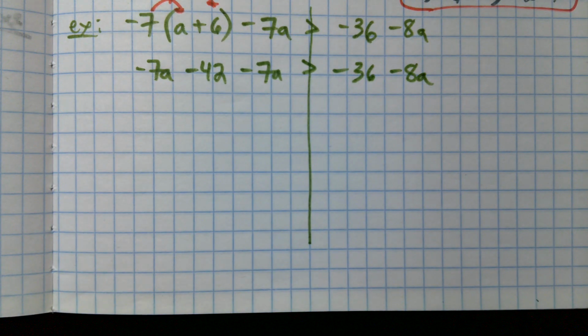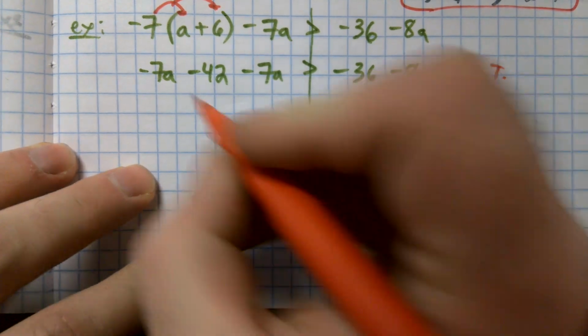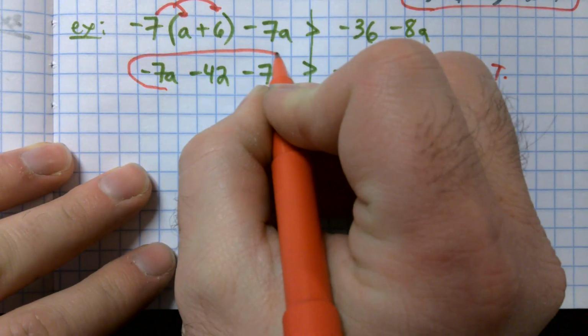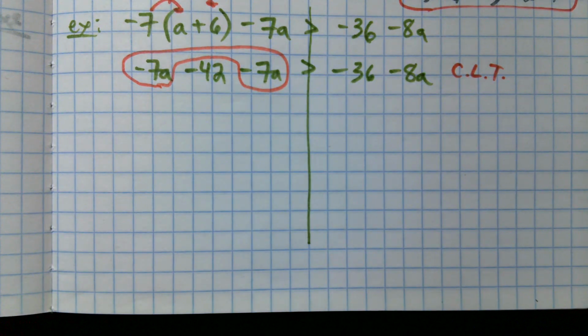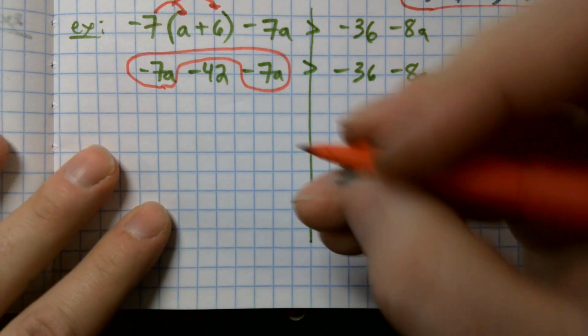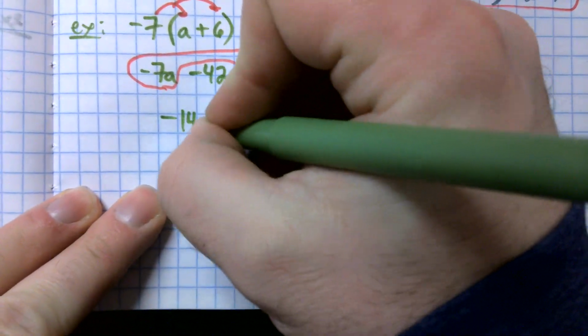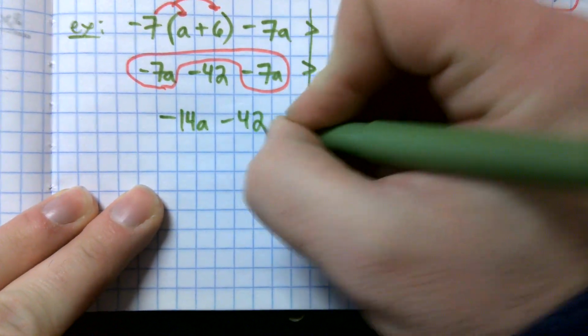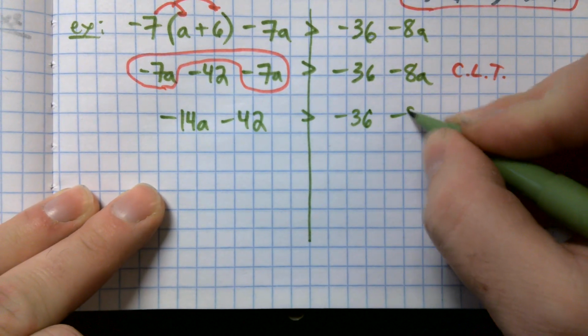All right. Am I going to add 8A to both sides now? No. What do I want to do before I do that? Combine like terms. Negative 7A minus 7 more A's. What is that? Negative 14A. Am I going too fast? No. Perfect. All right.